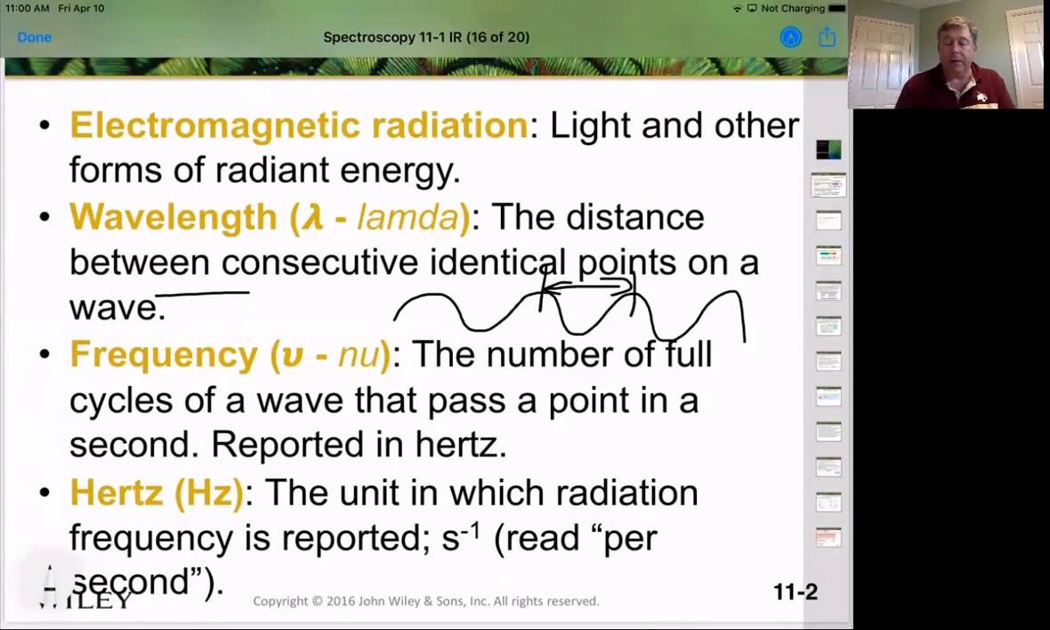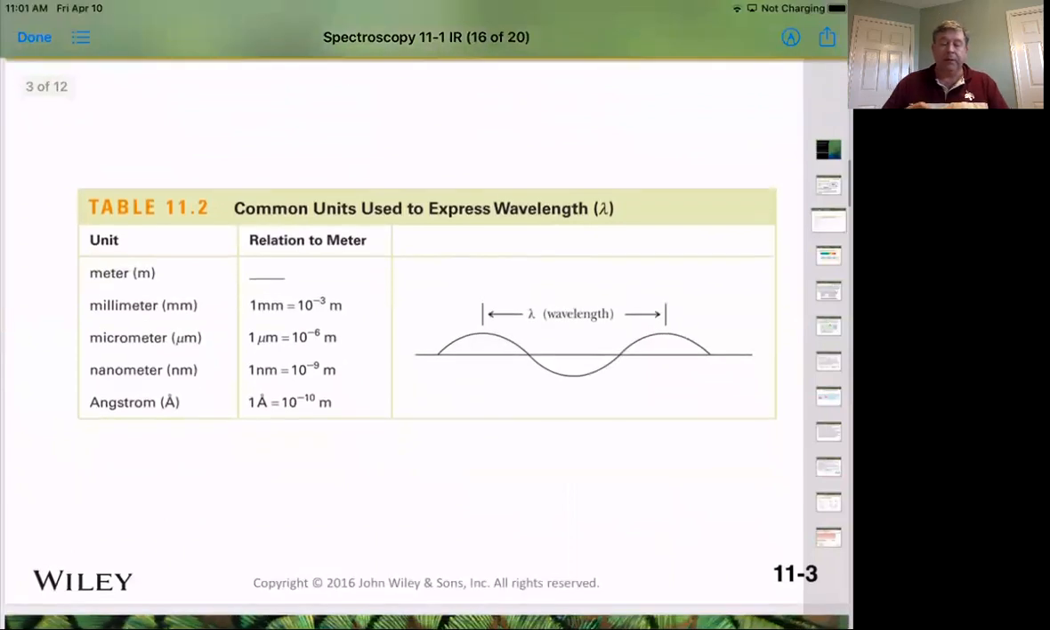If we talk about how many cycles it takes to go in 1 second, that's called frequency. So the number of full cycles per second equals frequency, and it is symbolized by the symbol nu. Most of the time when we talk about frequency, we use the unit hertz. Hertz is in the unit of per second, so how many waves per second happen gives us that frequency.